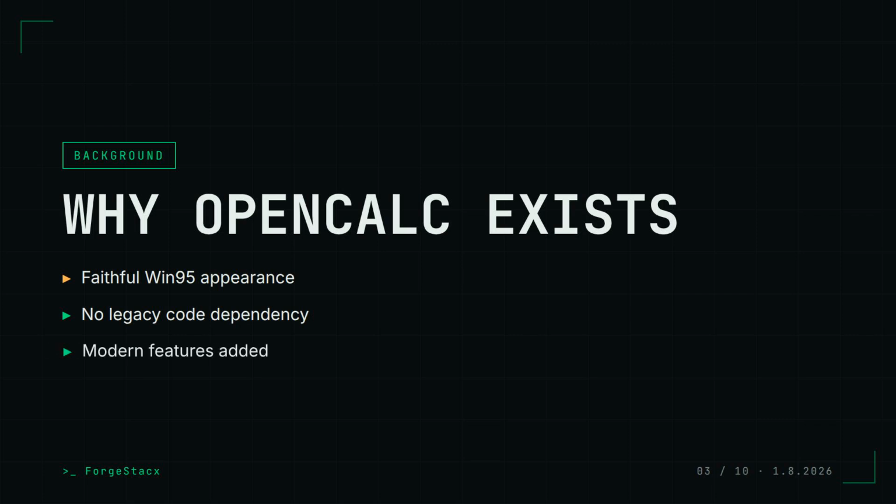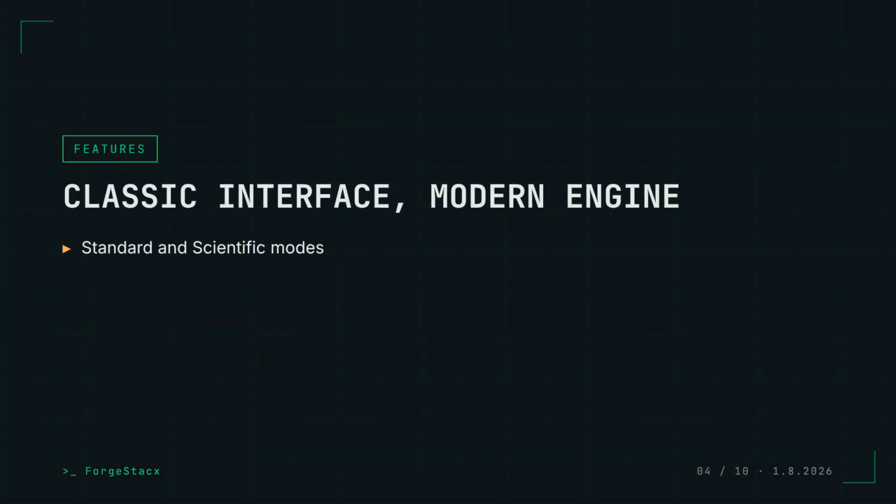The project supports standard and scientific modes, has improved font rendering, DPI-aware classic button borders, memory operations, a statistics window, and a configurable decimal separator. And yes, it runs on Linux natively with GTK4, not through any compatibility layer. The interface is a faithful recreation of the Windows 95 calculator aesthetic. It has standard mode for everyday calculations and scientific mode for more advanced work.